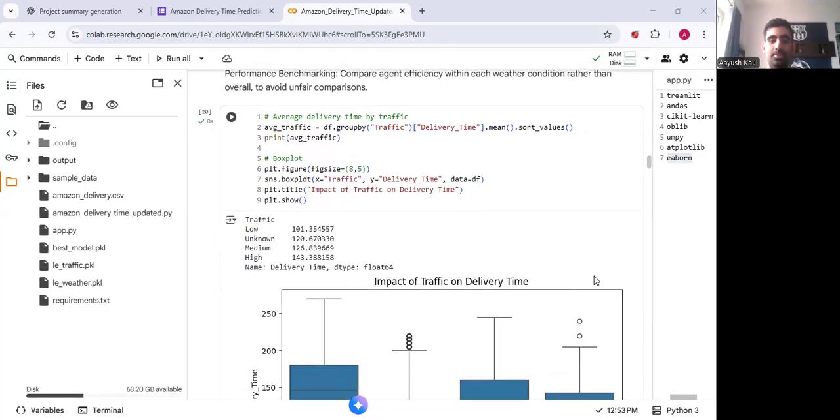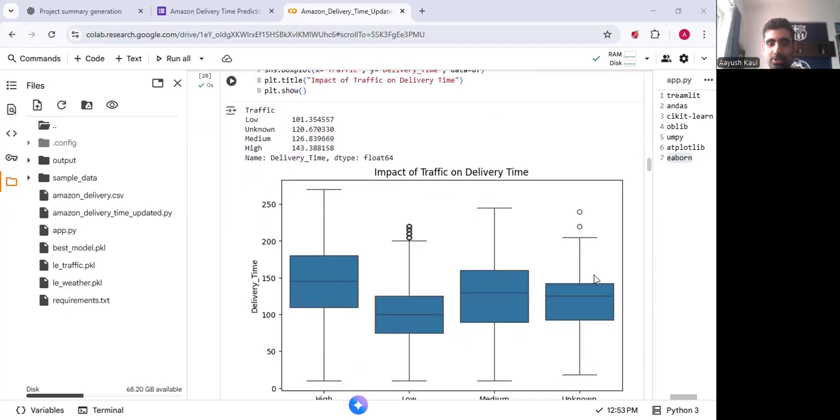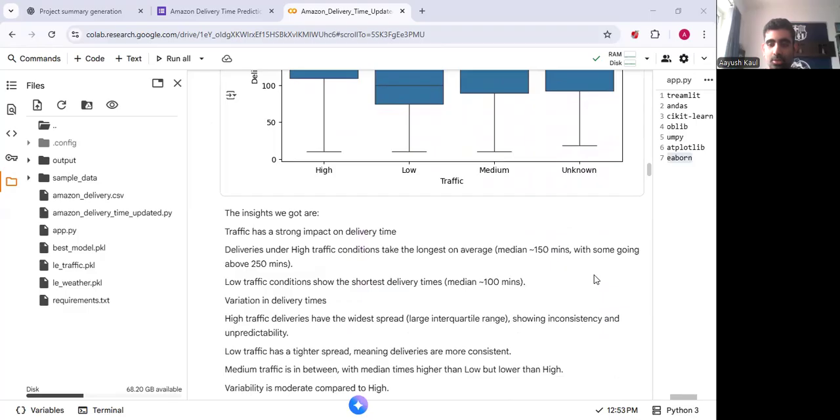Next is the average delivery time by traffic. For that, I made another box plot, which shows the impact of traffic on delivery time. The insight I got here is that traffic has a strong impact on delivery time. Deliveries under high traffic conditions take the longest on average.